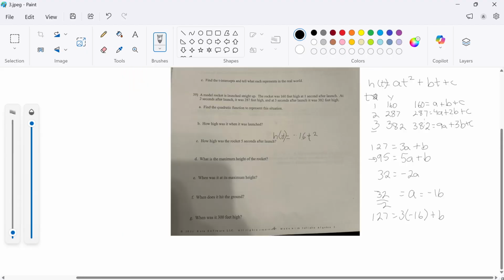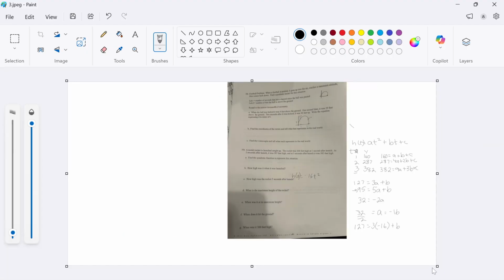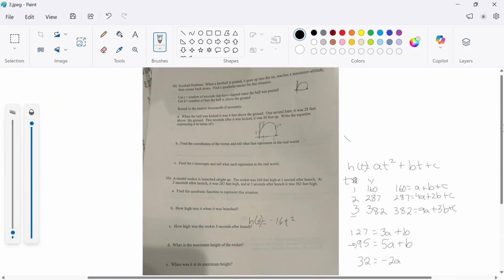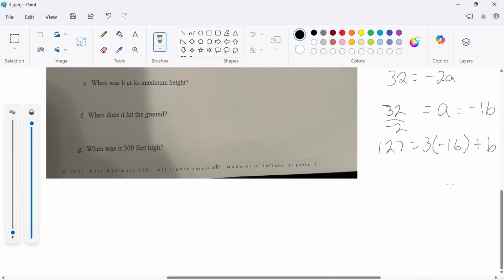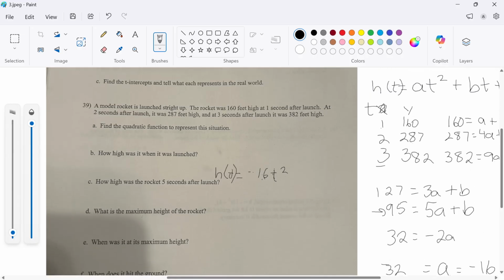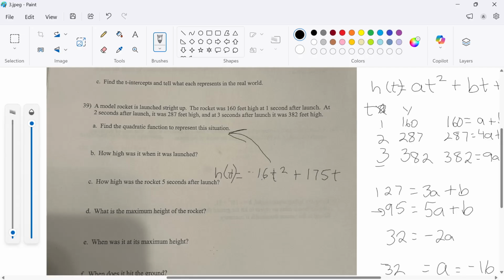3 times negative 16 is negative 48. I will add 48 to both sides. 127 plus 48 is 175 equals b. So now I know it is negative 16t squared plus 175t, and I've got to find what c equals.